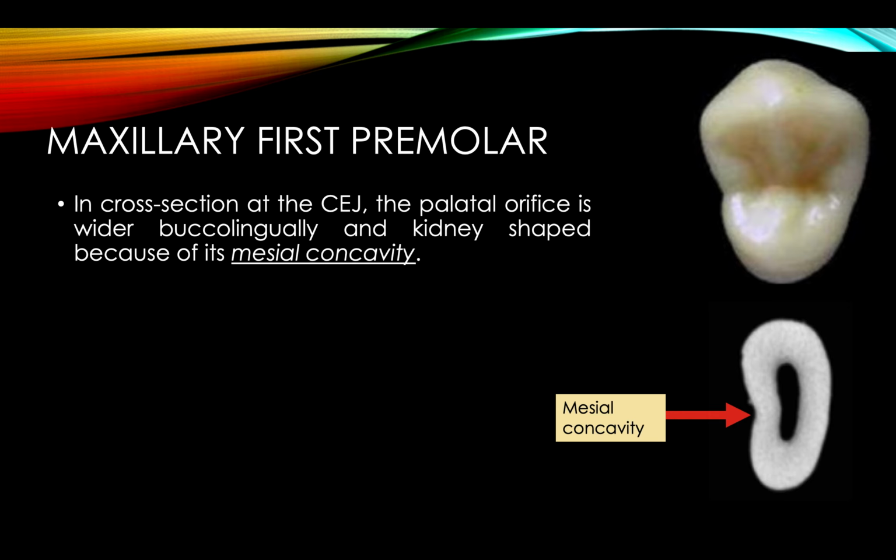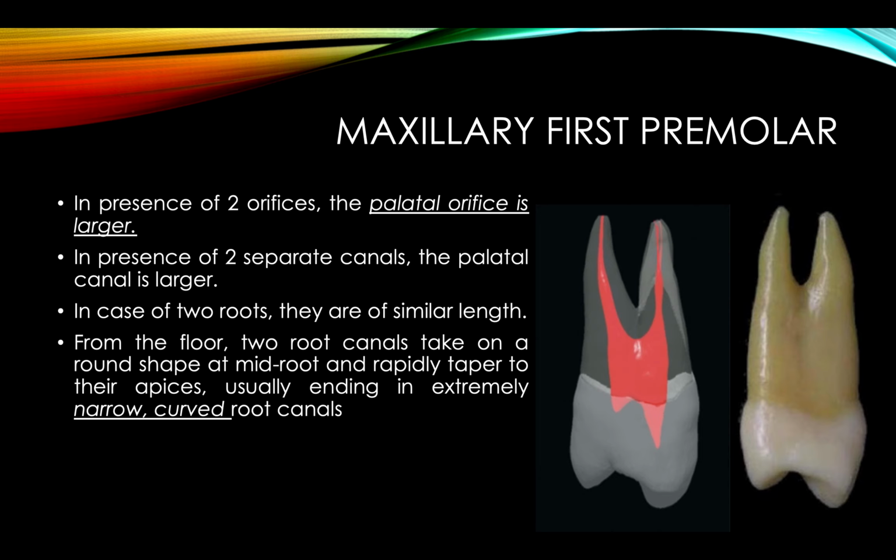Now, if we prepare a cross section of this tooth at the cemento-enamel junction, we will notice that the cross section is kidney shaped because of the mesial concavity or depression on the mesial side. Now, we said that the tooth usually has two roots and two root canals, one root canal in each root. The palatal root canal and the palatal orifice are usually larger than the buccal root canal and the buccal root canal orifice.